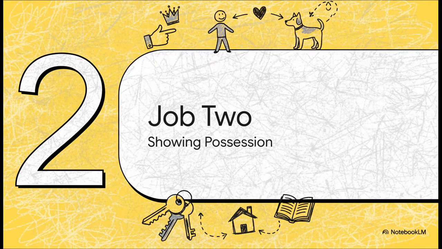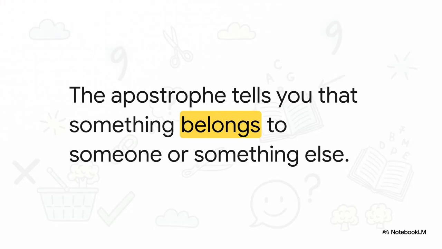Okay, ready for job number two? This is where people start to get a little shaky. But stick with me, it's not as bad as it seems. The apostrophe's second big job is all about showing ownership, or possession. Think of it like this. The apostrophe is like a little arrow. It's pointing from a thing to its owner. It's telling you that whatever comes next belongs to the person or thing that came right before it. It's all about connecting an owner to their stuff.